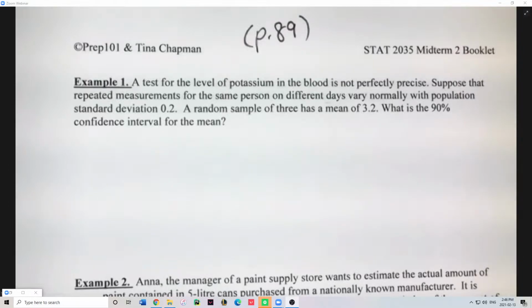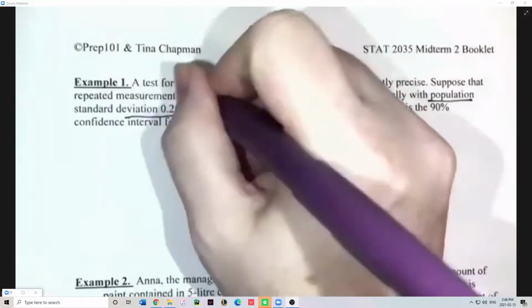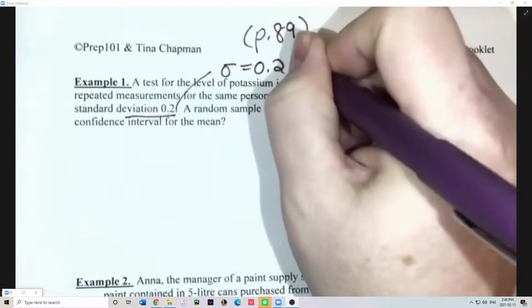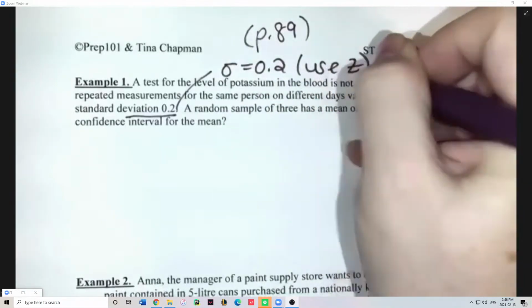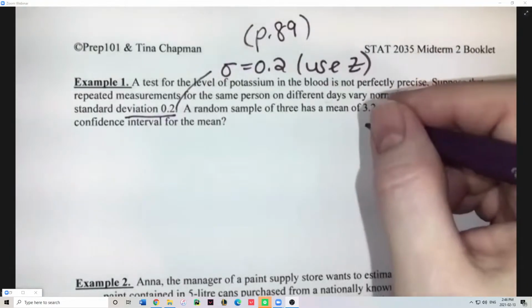Okay, so the test for the level of potassium in the blood is not perfectly precise. Suppose that repeated measurements for the same person on different days vary normally with population standard deviation 0.2. Population standard deviation means we have sigma, so that means we're using Z. Later we'll get to when to use T. A random sample of 3 has a mean of 3.2.